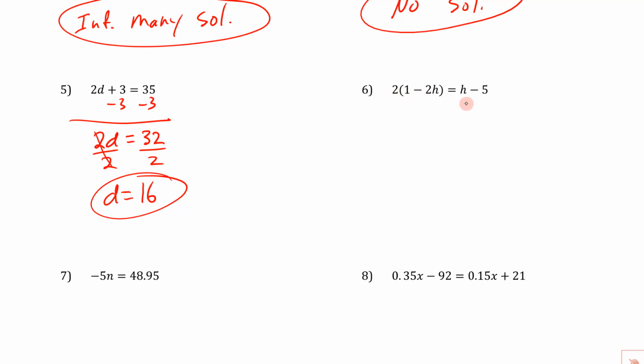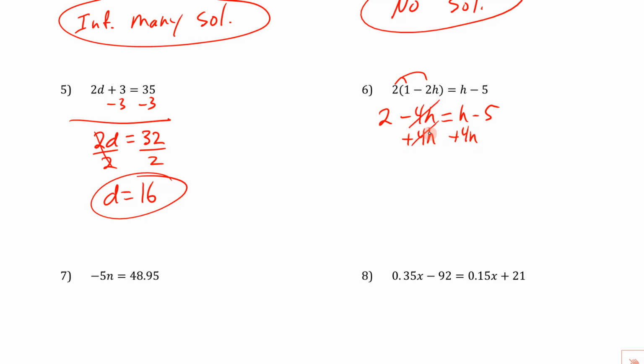We do have some simplifying to do, so let's go ahead and distribute through and simplify. So we get a 2, we get negative 4h. Over on this side we have h minus 5. Again, we want to move the smallest variable term. That's going to help us work with fewer negatives. It's going to make the coefficient on that variable a positive. So we're going to do this by adding 4h to this side.